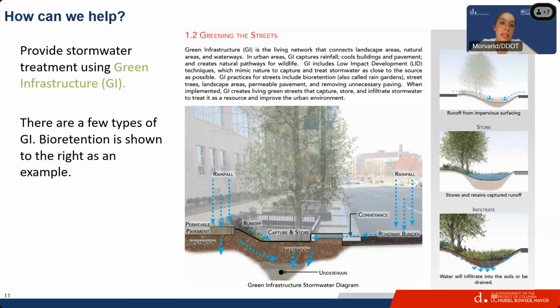What is GI? GI is a living network that connects landscape areas, natural areas, and waterways in an urban environment. We are trying to mimic nature in the urban environment: capture the runoff or stormwater, filter and treat it, then send it to our storm sewer system and then the river. We have different types of green infrastructure. I'm going to talk about four types that we use in this project: bioretention and permeable pavement. We also have impervious surface removal, which is basically removing unnecessary paving, and landscaping and tree planting. They are all types of green infrastructure that help stormwater management and treatment.